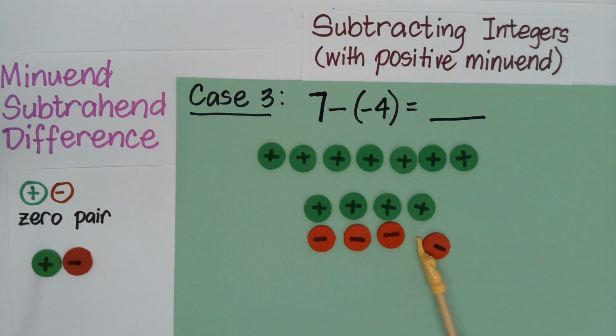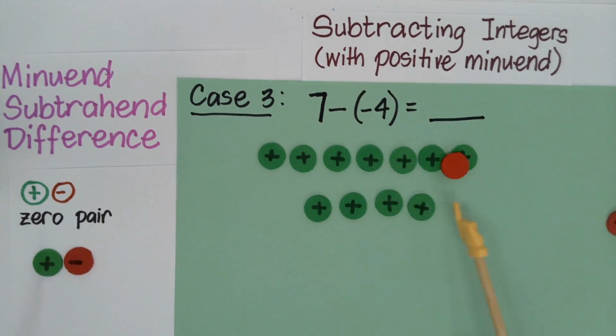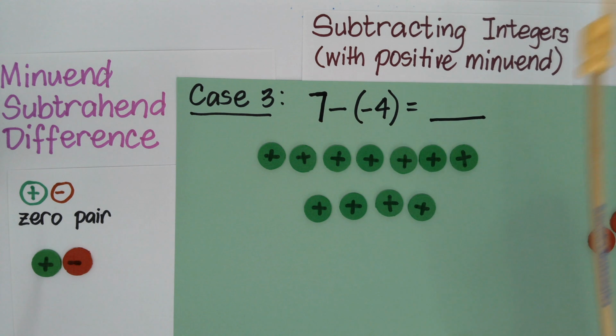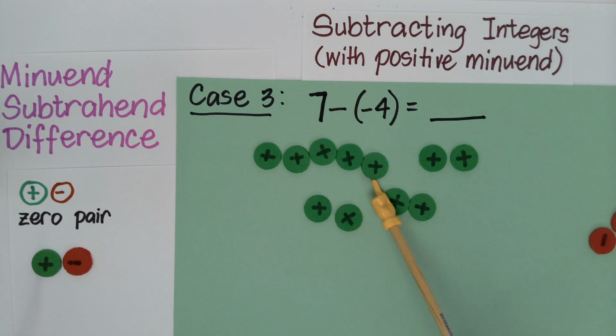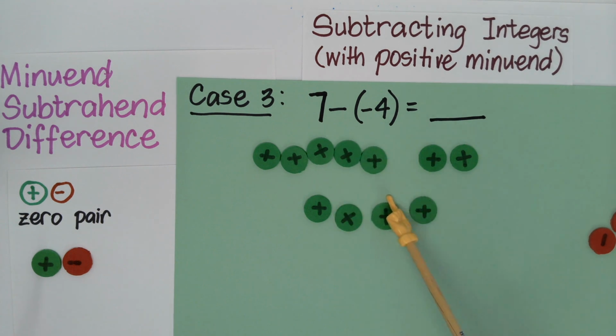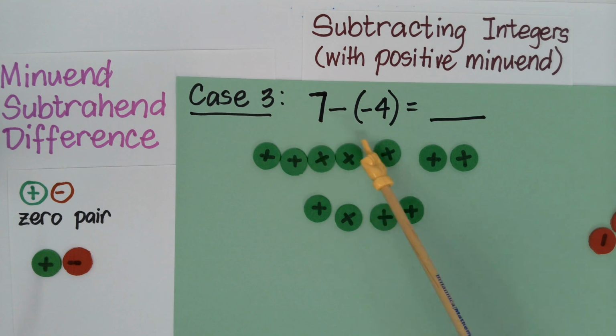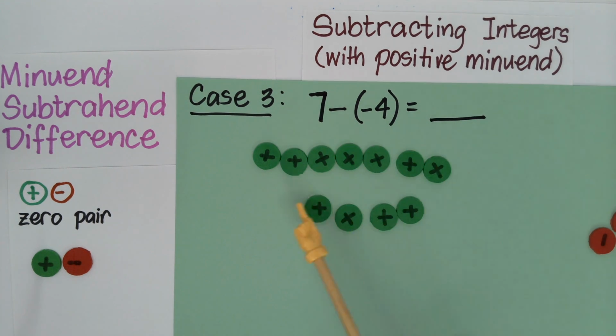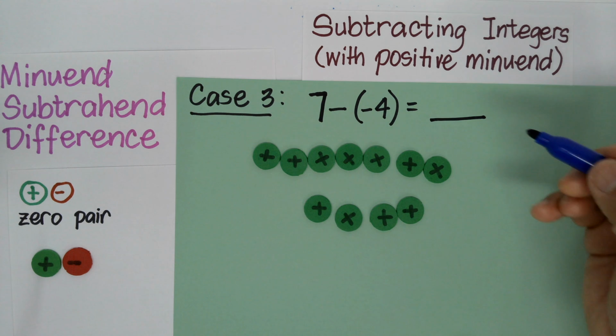So take away the 4 negative discs and that leaves the positive discs, which is altogether equal to, let's count, 1, 2, 3, 4, 5, 6, 7, 8, 9, 10, 11. So 7 minus negative 4 is equal to positive 11.